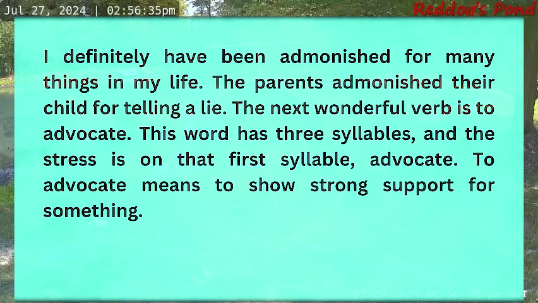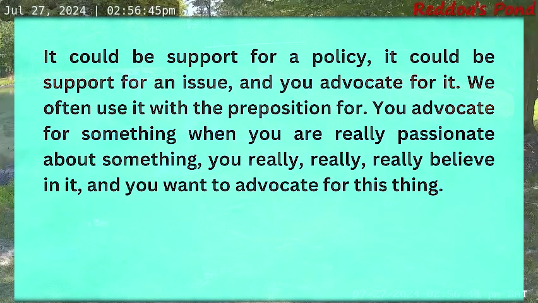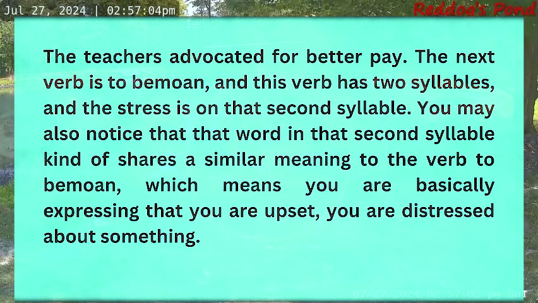The next wonderful verb is to advocate. This word has 3 syllables, and the stress is on that first syllable, advocate. To advocate means to show strong support for something. It could be support for a policy, it could be support for an issue, and you advocate for it. We often use it with the preposition for. You advocate for something when you are really passionate about something. You really, really, really believe in it, and you want to advocate for this thing. The teachers advocated for better pay.